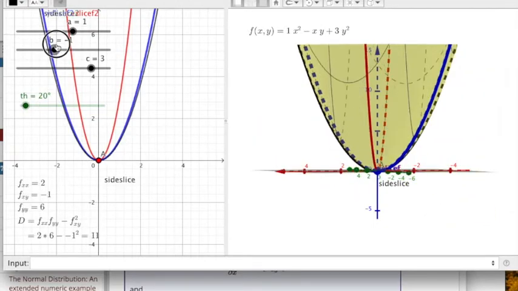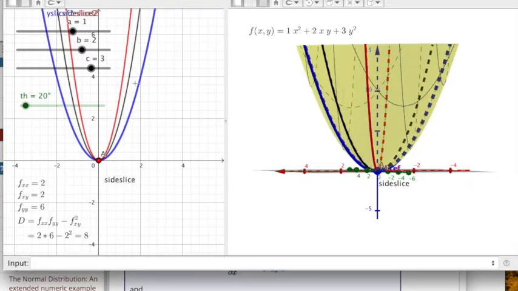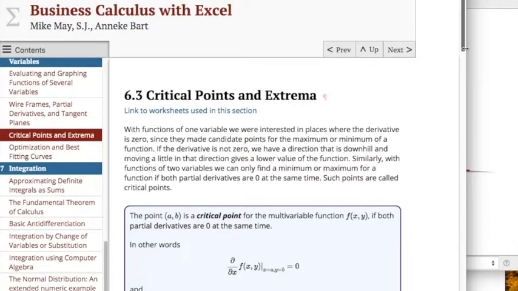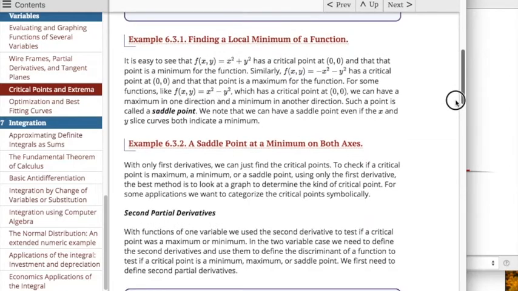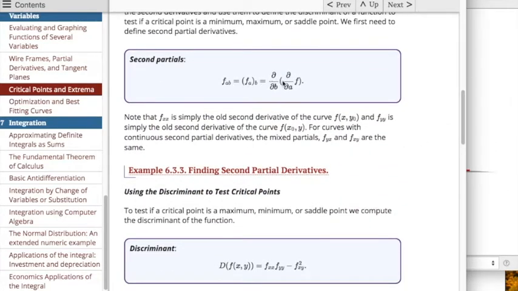And if I make that middle term something else, I get one where the x and y directions haven't changed, but what's happened in between has, so this is in fact a minimum. So we're going to look at some algebraic things to understand what's going on. Algebraically, we're going to want to find second partial derivatives. That's where we take the derivative of a derivative with respect to one variable or another.